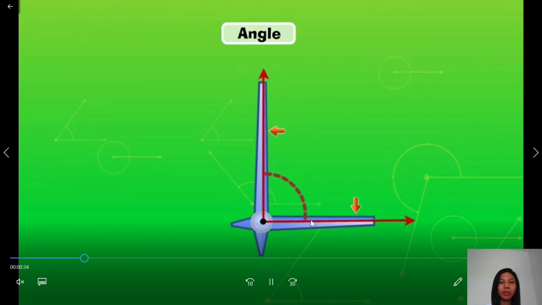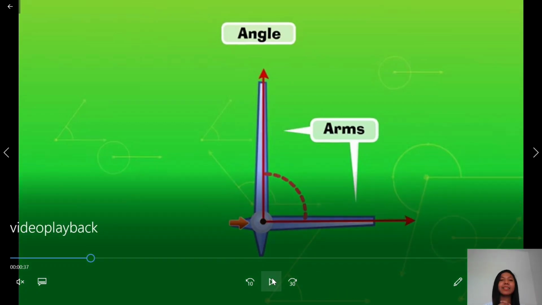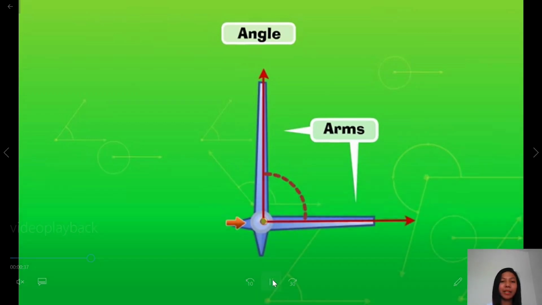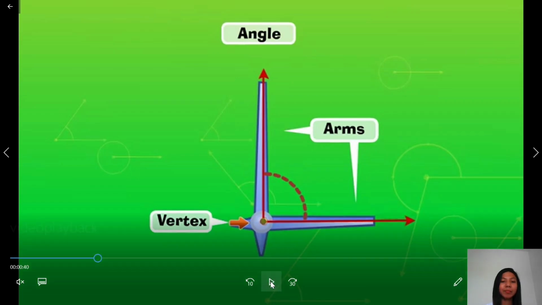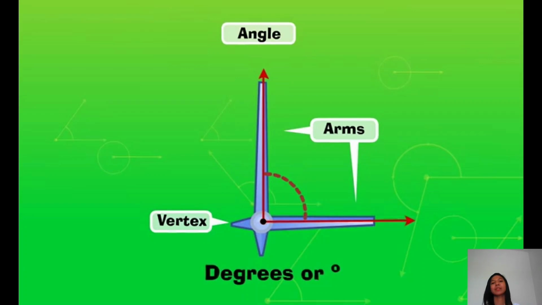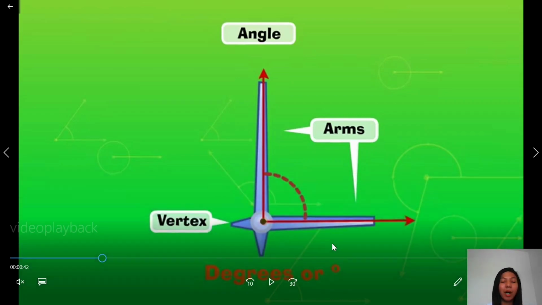So this too is also called an arm, or we usually use the word side. The sides of the angle. And then this one is the vertex. The vertex is where these two sides or two arms meet. So they meet at this point, which is called the vertex. So the symbol for degree is this one. It's like a small o or zero on the upper part of the number.